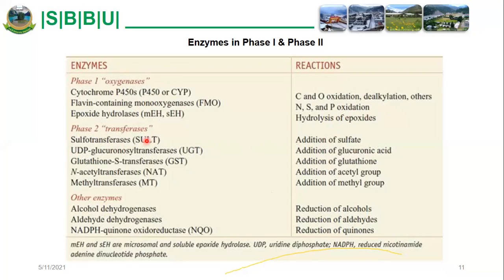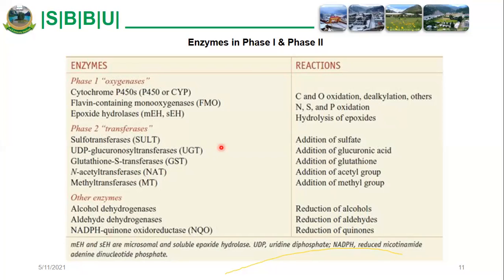The phase 2 reactions are also carried out with the help of enzymes, such as sulfotransferases. Without enzymes, most of the reactions and most of the biotransformations need certain kinds of enzymes.